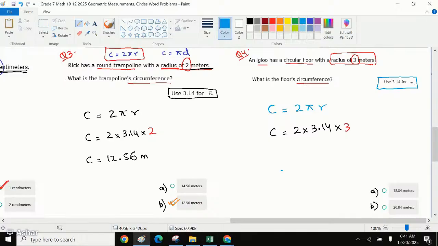That means the circumference will come out to be, see, both the options have 0.84, but the initial numbers are different. One is 18.84, the other one is 20.84. So one of them would be the correct answer, right? So our answer comes out to be 18.84. What is the unit over here? Meters. So we can say that option A is the correct option.